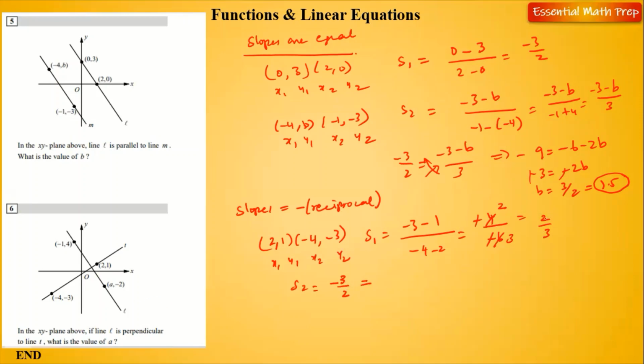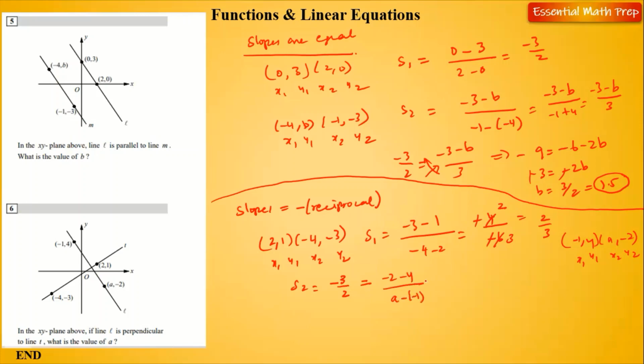Now that's equal to the ordered pairs. We have negative 1 comma 4 and a comma negative 2, right? Let me draw a boundary here so that these two problems are isolated. So this is x1, y1, x2, y2, right? So that's equal to negative 2 minus 4 over a minus negative 1. This is why I keep saying, please use brackets. So negative 3 over 2 equals negative 6 over a plus 1.